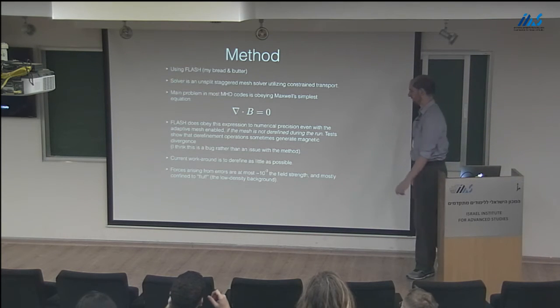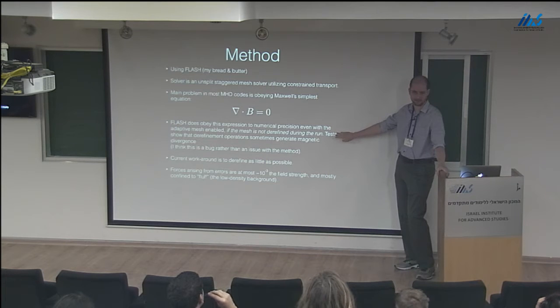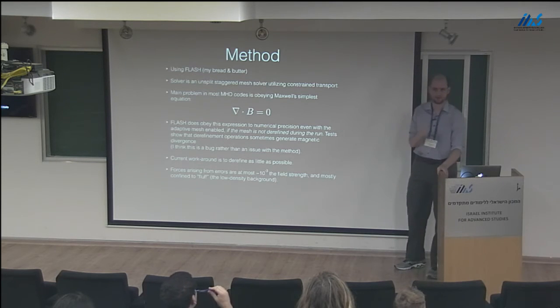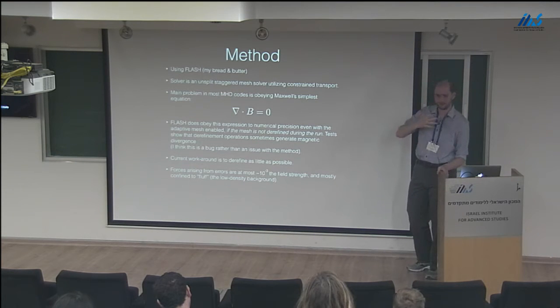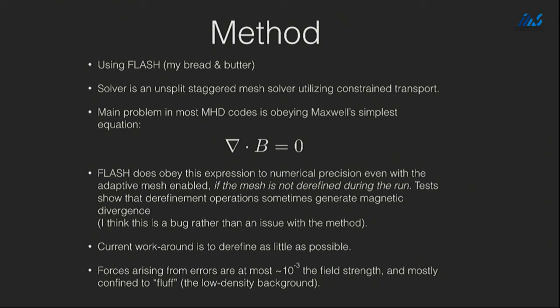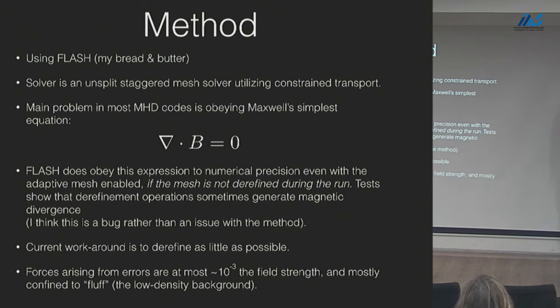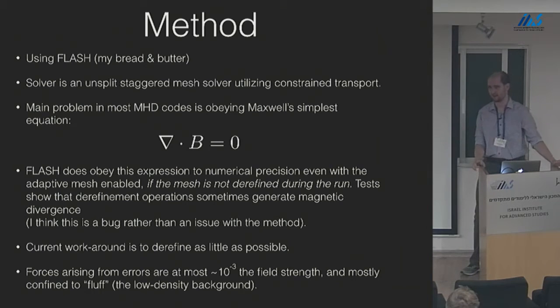Because I believe in exposing one's dirty laundry, I'll say that FLASH does obey this expression to numerical precision when you don't use the refinement operations in the calculation. The refinement is supposed to conserve div B, but there's some very subtle bug where every once in a while, when you de-refine a block, it will spuriously generate some div B. It's fairly small, maybe 10 to the minus 3 of the field strength, but when you have very large divergence errors, you can visibly see it in the flow, like the field lines getting trapped on these artifacts. The current workaround is to de-refine as little as possible, and I'm trying to work with the FLASH people to resolve that. That being said, it is small, and a lot of the other methods I'll talk about have order unity errors in divergence.